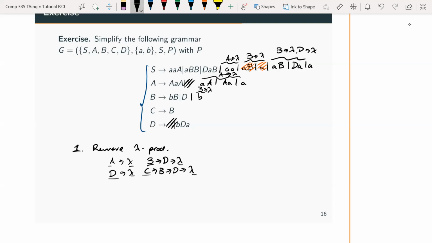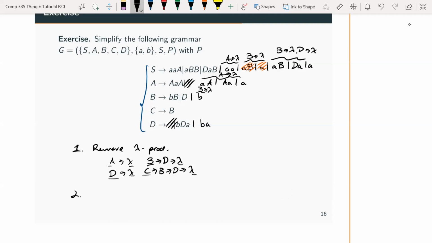Again, don't replace D with lambda because if you do that, you're going to add back a lambda production, which is not what you wanted. Okay, and so the same thing for C gives you B, don't add a lambda production, and then for D gives you BDA, then I'm going to do the same thing and get a BA. Okay, so that's step one, that's for removing lambda productions.